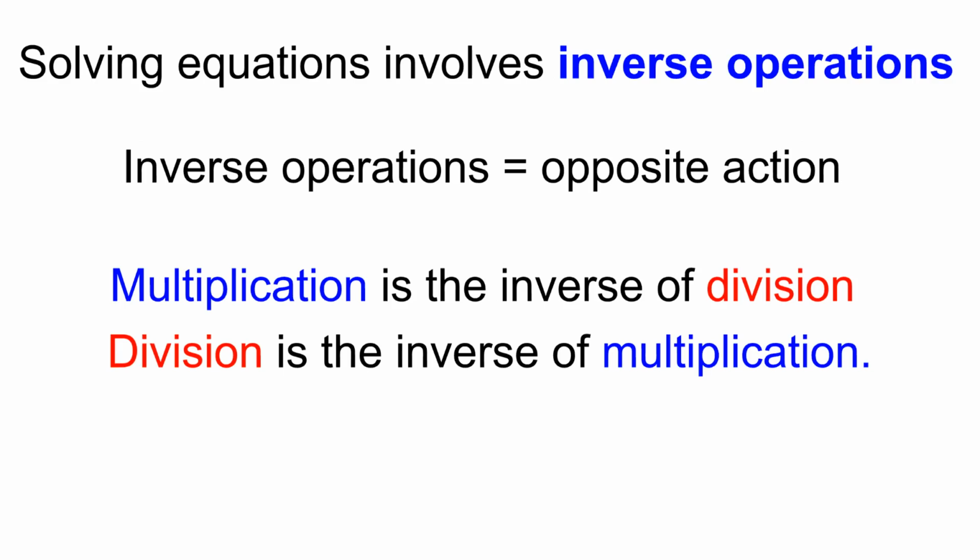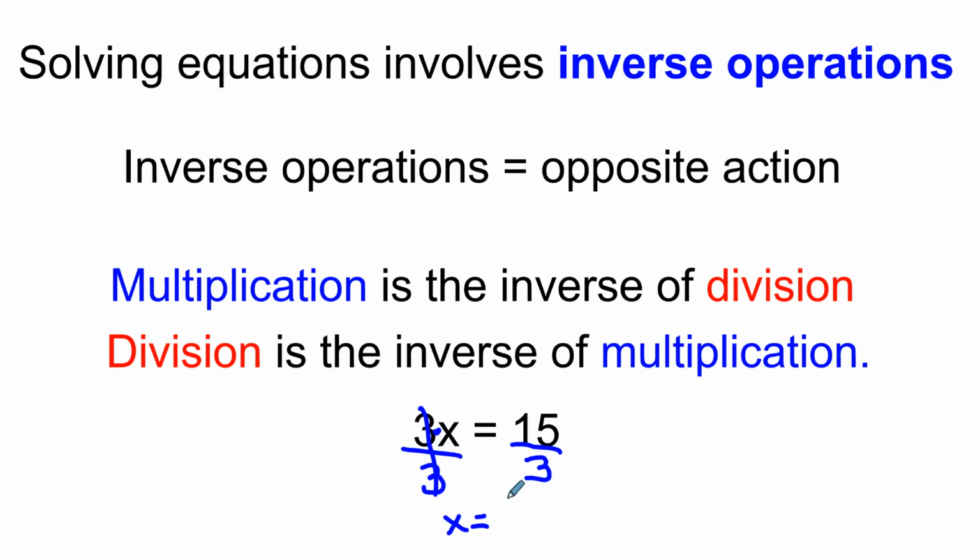Division is the inverse of multiplication. So in a problem where I have multiplication, notice how the 3 and the x are touching, which implies multiplication. So my inverse operation is division. Again, I'm going to do a fraction bar. A 3 in the denominator means I'm dividing. These will cancel to make x equals whatever I do to one side, I must do to the other side. And so I get 15 divided by 3, which is 5.